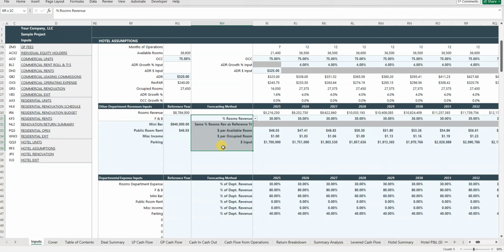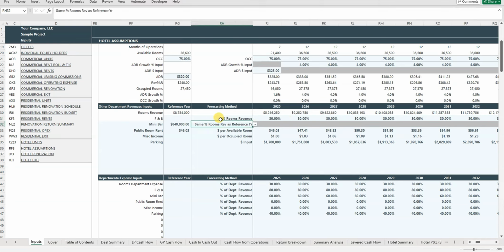And you'll notice I have a variety of options on the toggle drop-down for how to tell the model you want to do projections on what your revenues or expenses are going to be, to make your inputting really quite easy. And so I can say, look, F&B, I think that's going to be 30% of rooms revenue. So that's just going to scale with rooms revenue.